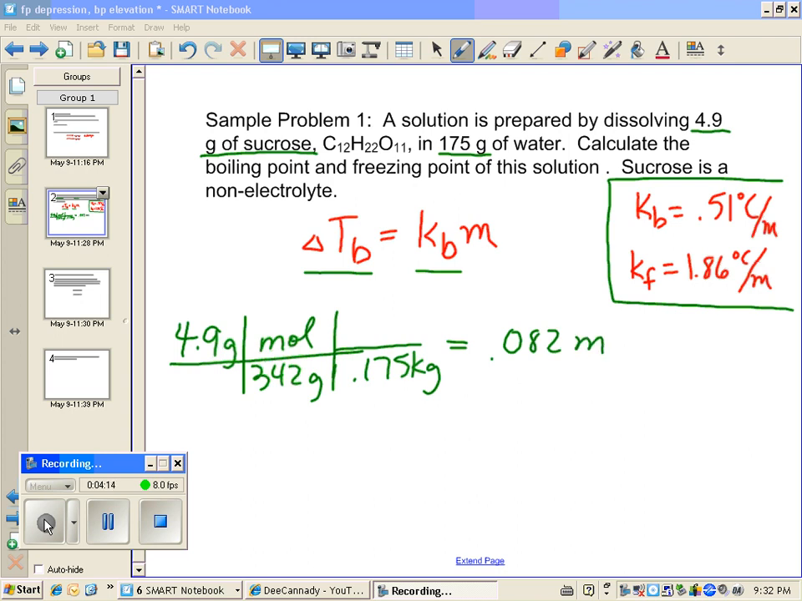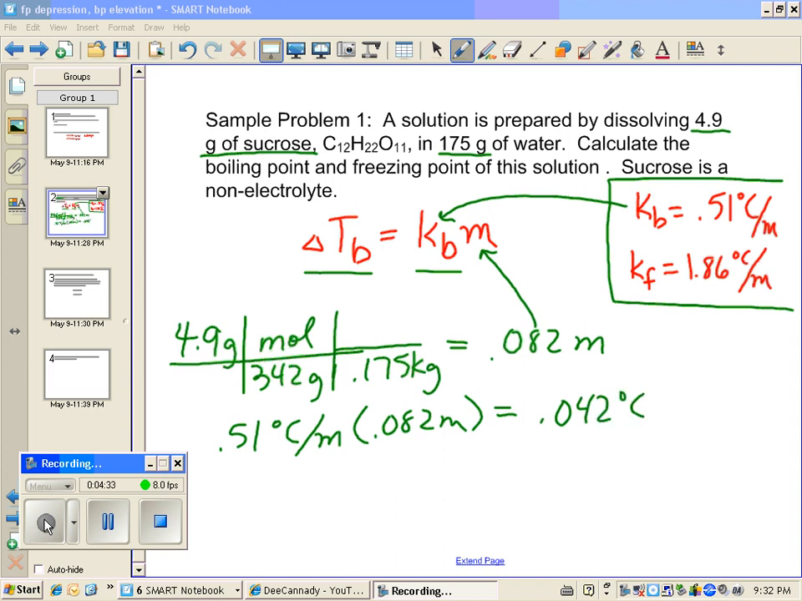Now I can go back and put this number in for the m, and this number for the KB. So what I'm going to get is 0.51 degrees Celsius per molal times 0.082 molal equals 0.042 degrees Celsius.